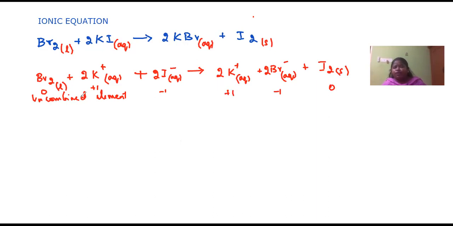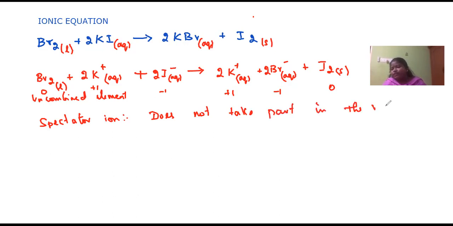Now we have written the ionic equation. Now we have to find the spectator ion. What is a spectator ion? The ions which do not take part in the reaction. You have to find which ones do not take part in the reaction. How to see that? If you look at the ions, the charges or the state symbols, you can find it easily.